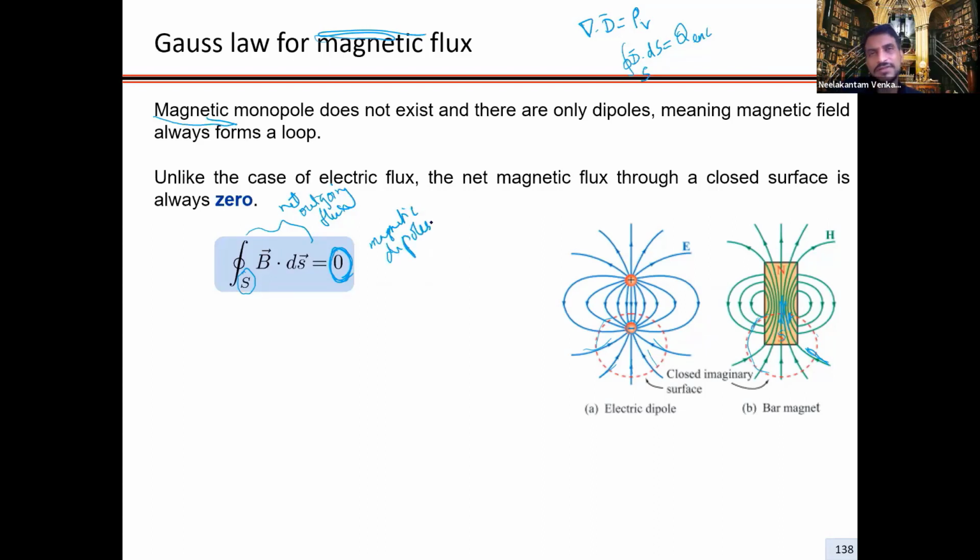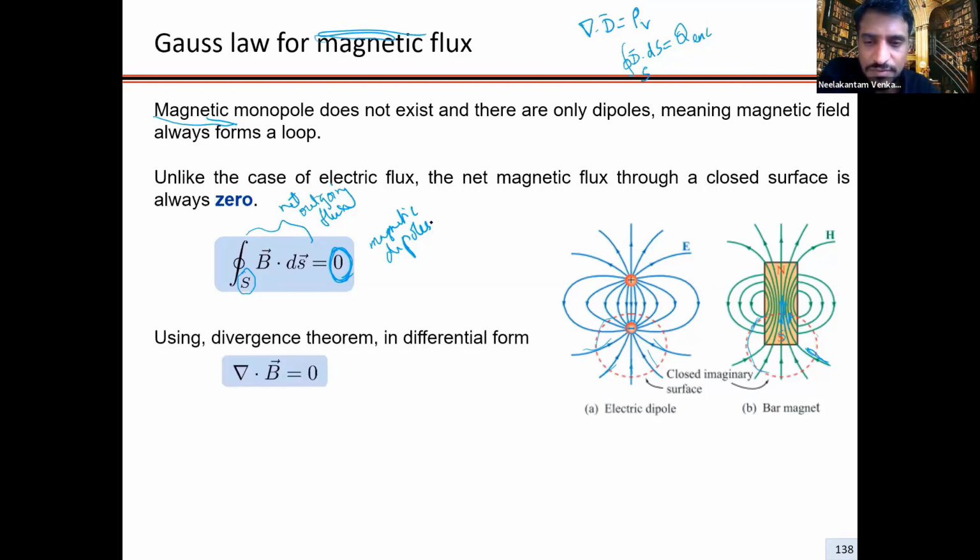What are the fundamental sources of magnetic field? They are not monopoles. You don't have any north pole or south pole separated out. So that's an interesting observation here.